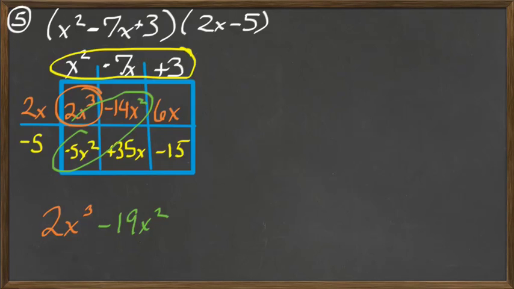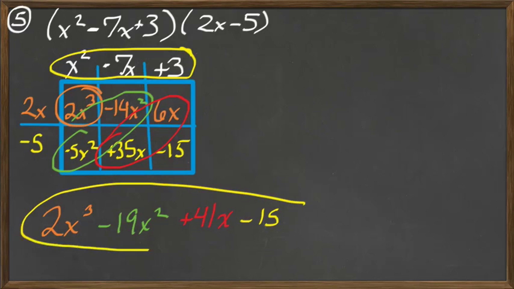And let's go on to the next diagonal. And we have the 35x plus 6x gives us that 41x. And then the last thing we have is that negative 15 that doesn't have another partner. And so that is what our result is when we multiply 2x minus 5 times x squared minus 7x plus 3.